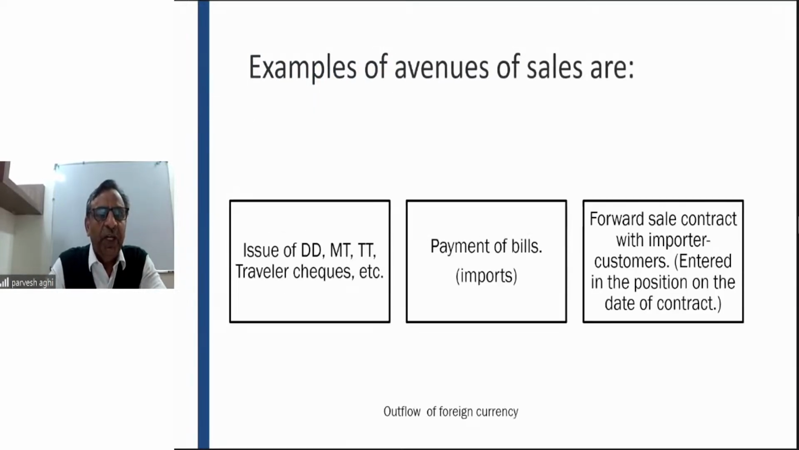For example, issue of DD. You are issuing a DD, a demand draft, or making a telegraphic transfer, or issuing traveler's checks. Payment of bills: now you are going to make payments of bills for importers, so that also involves an outflow of funds. Then a forward sale contract with an importer. You are entering into a contract whereby you are telling the importer that we'll sell you dollars, say after 3 months. So it is going to increase your exchange position, as there is an outflow of foreign currency.